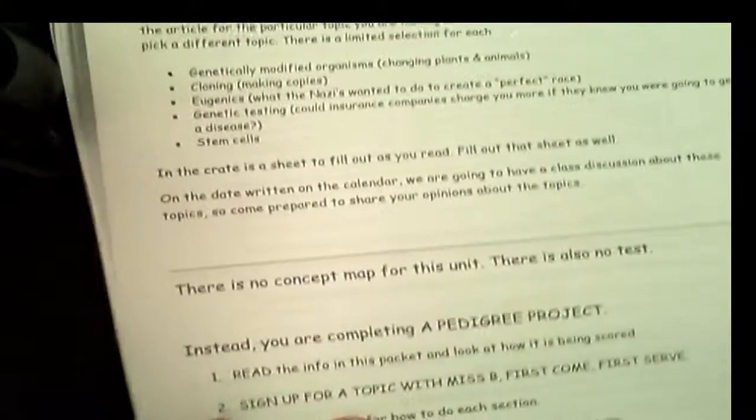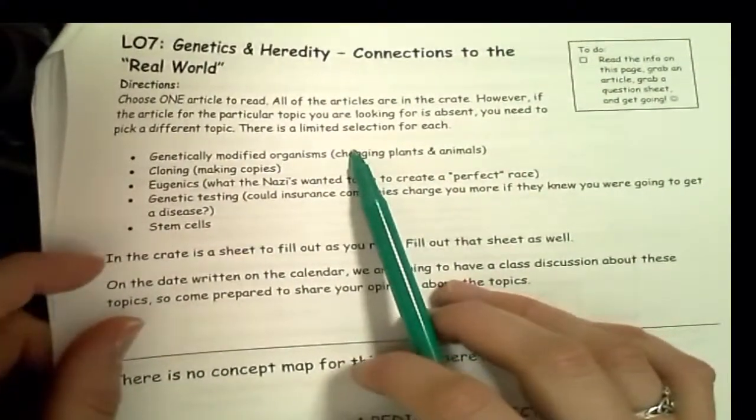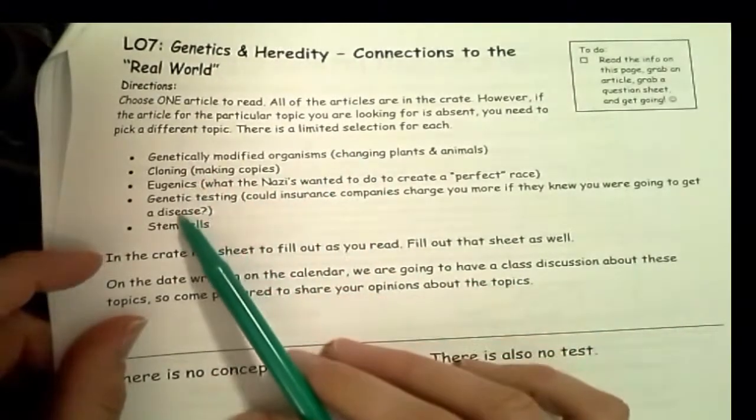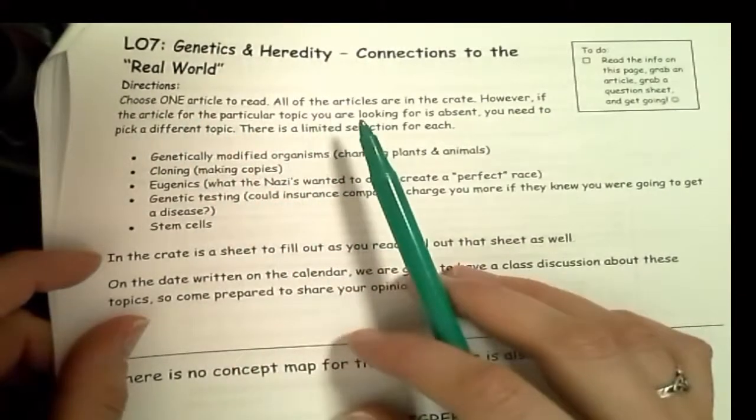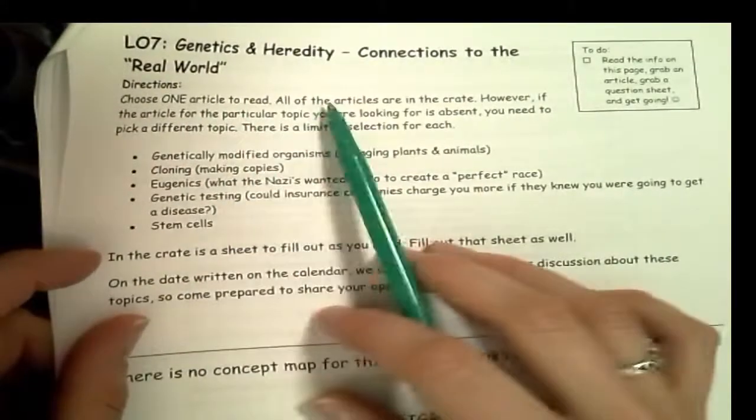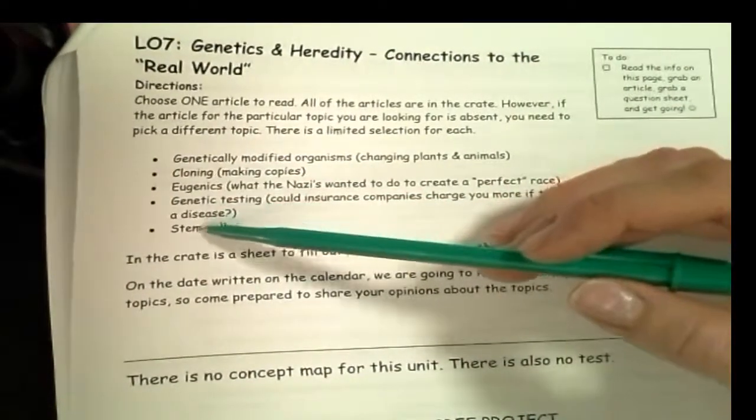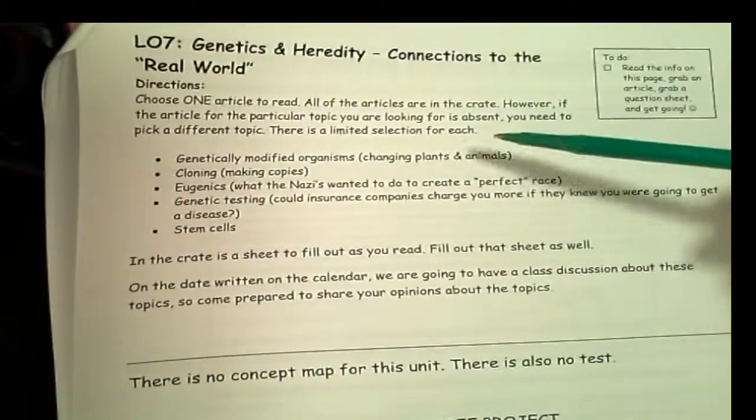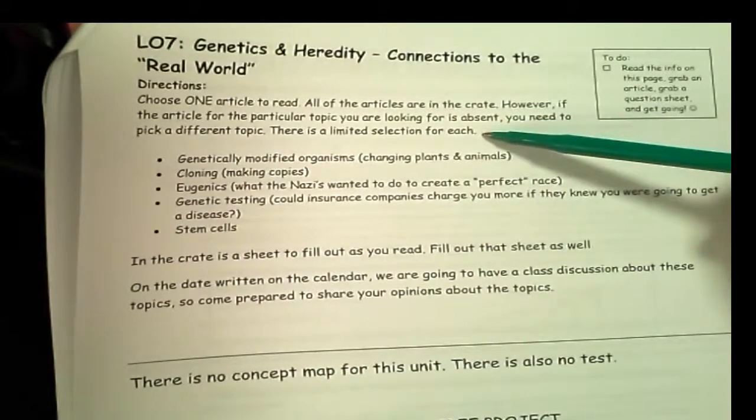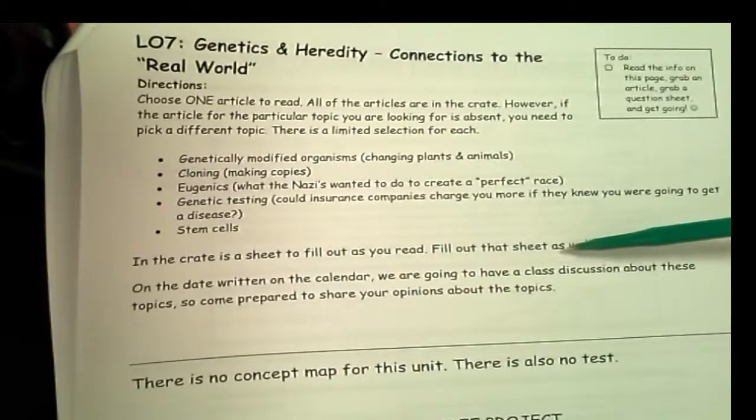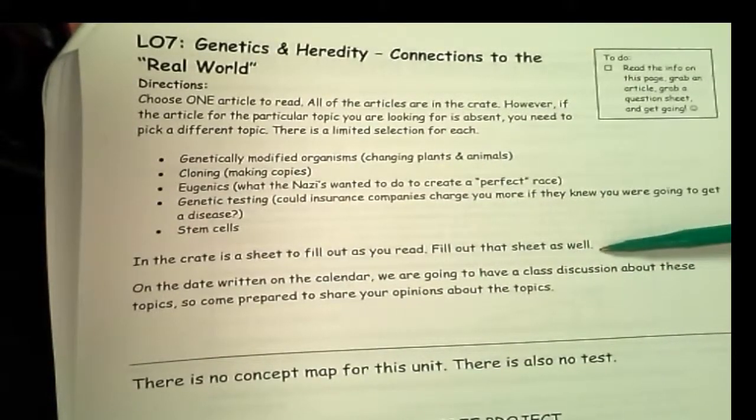I also want to point out that for LO7, you're going to be looking at how genetics relates to the real world. So there's a variety of articles that have to do with genetics. You pick one to read. And then there's a question sheet that goes with it. All the articles are in one folder in the crate, so pick the one that is interesting to you. If all of the articles are gone for that topic, you need to pick something else. There's a limited selection. Then there's an extra sheet where you fill out some questions and some information about the article. Make sure you grab that.